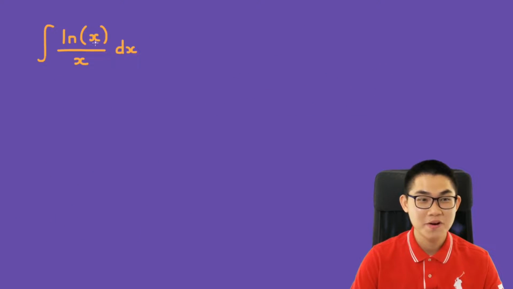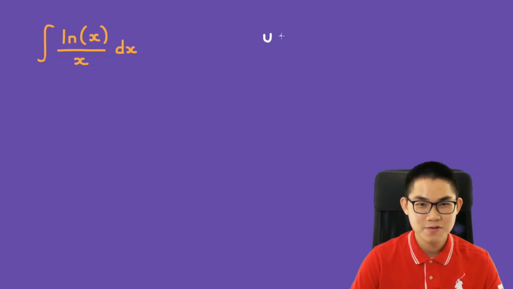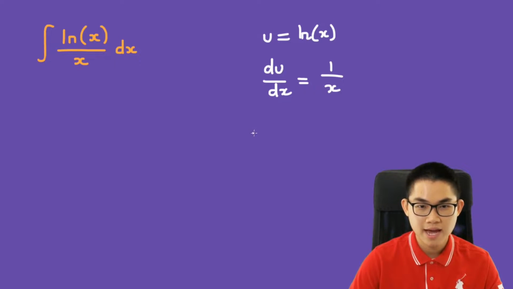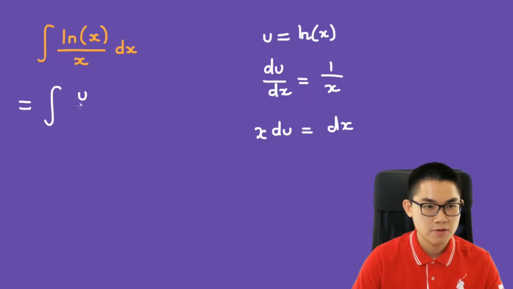The integral of ln of x divided by x dx. So let u equal to the ln of x, and you will see why in a second. So du over dx, we differentiate it, and the derivative of ln of x is 1 over x. So we multiply it, and we get x du is equal to dx. We have u divided by x times dx, and then dx is x times du.